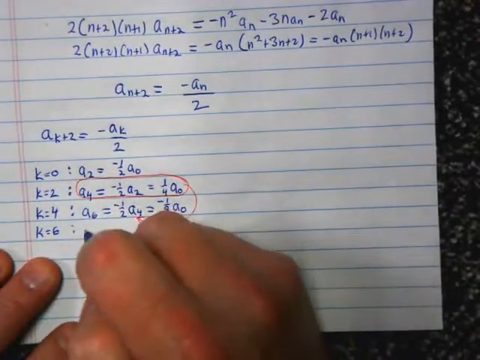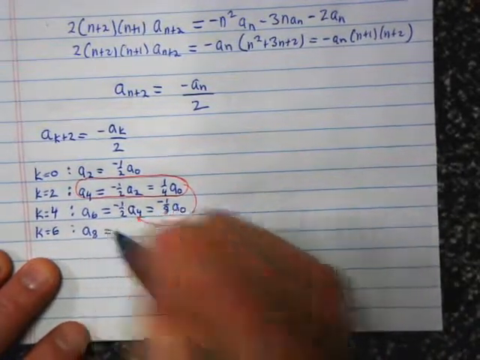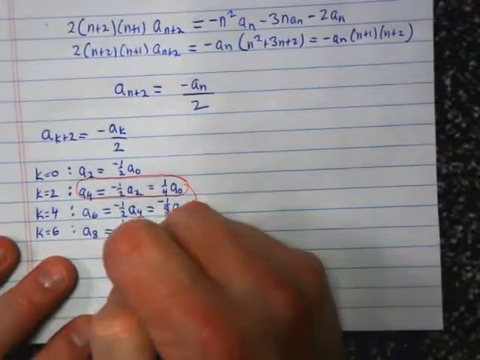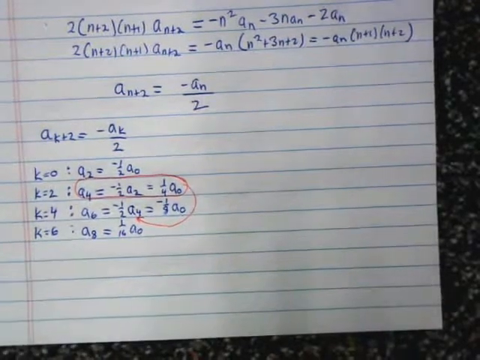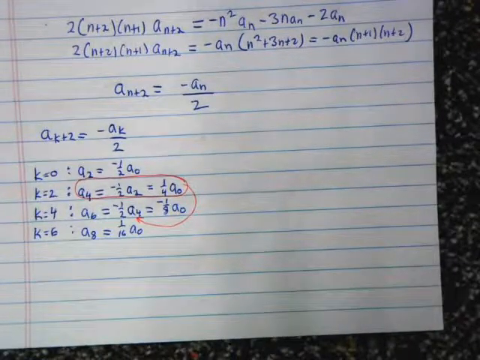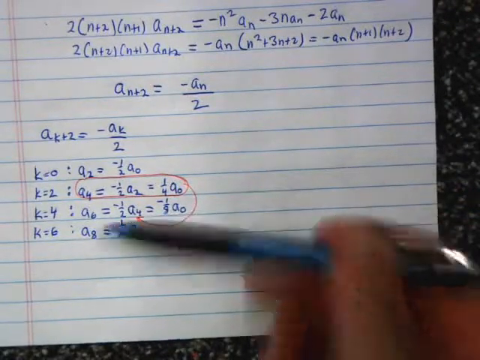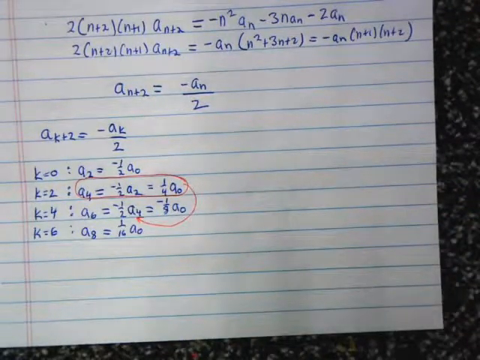When I plug in 6, I get a sub 8 without doing any work. Can somebody tell me what number should be there? 1/16 a sub 0. Why 1/16? Negative 1/2, 1/4, negative 1/8, positive 1/16. I'm multiplying by negative 1/2 each time.